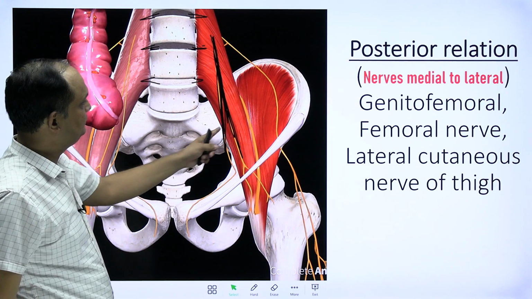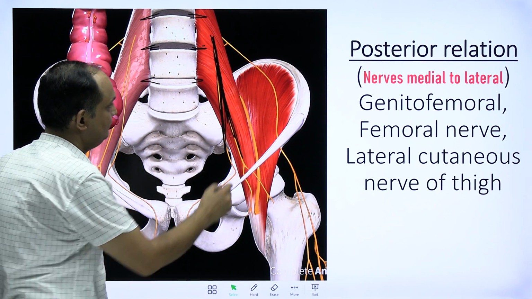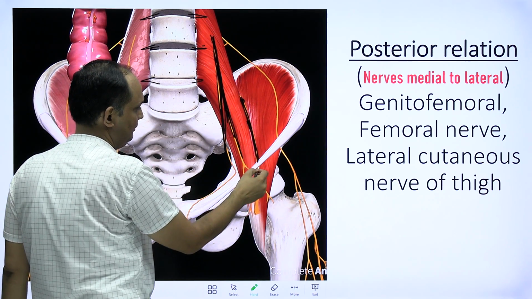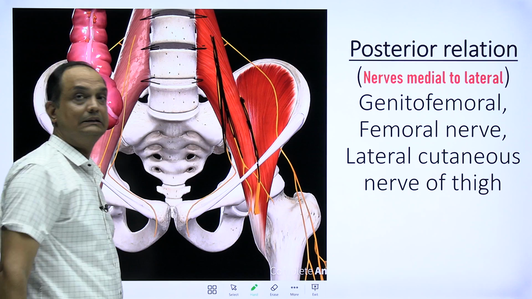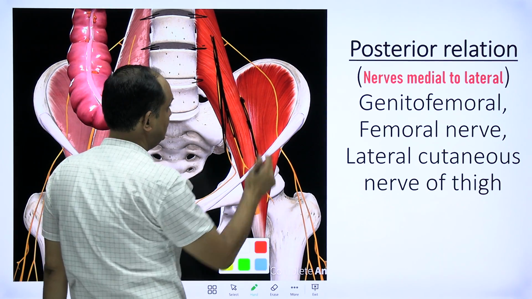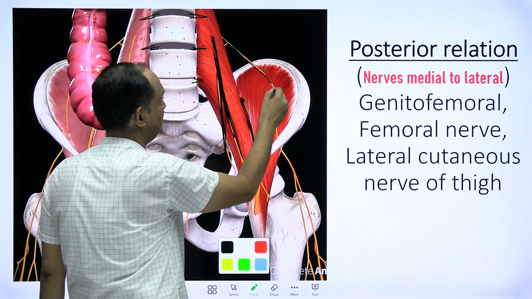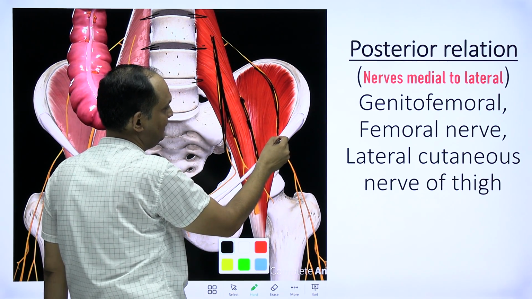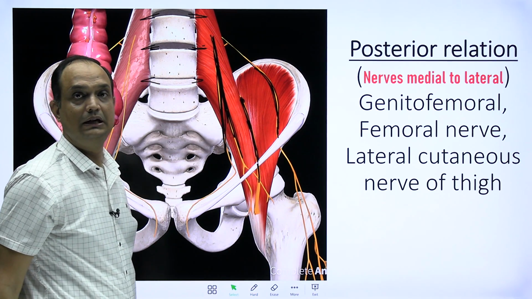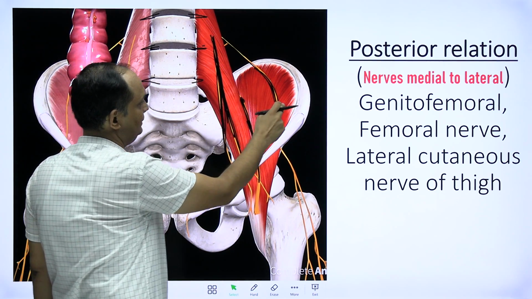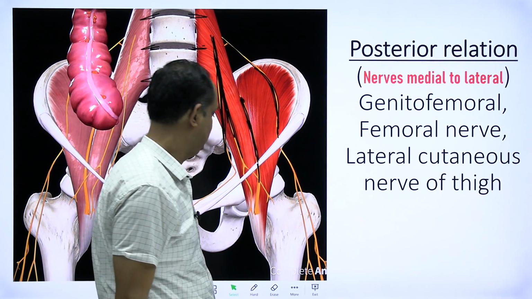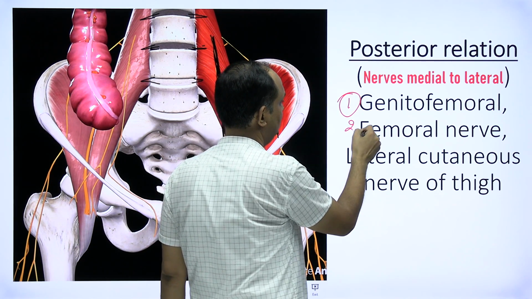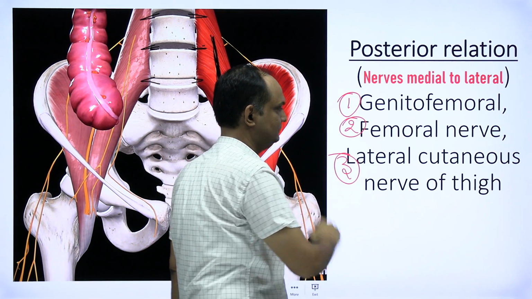The next nerve, which you can see on the lateral border of the psoas major, is a very big nerve. This is your femoral nerve, and it enters into the thigh. The third nerve, which is more laterally placed, is the lateral cutaneous nerve of the thigh, which enters the thigh by passing below the lateral end of the inguinal ligament. So from medial to lateral, there are three nerves present on the posterior side. What are these three nerves? Genitofemoral nerve, femoral nerve, and lateral cutaneous nerve of the thigh.